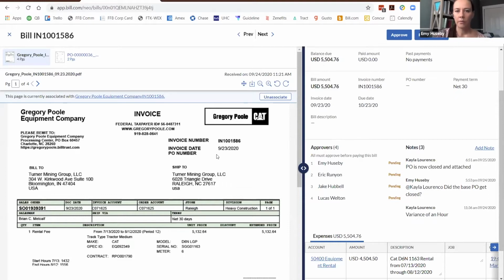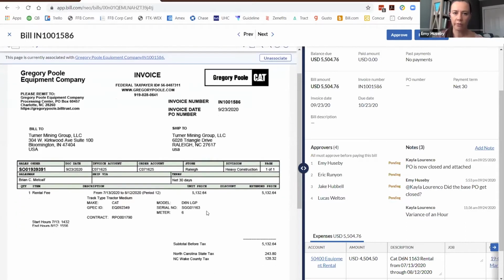So with this one, the invoice date here is September 23rd. Does not correspond to the actual rental period that they're billing for us. And they're all pretty good about laying it out in here. So we check that, check the rental dates, make sure that we have not already been charged for July 13th. We also check start and end hours if they have sent those to us. So those are the things that we're looking for.